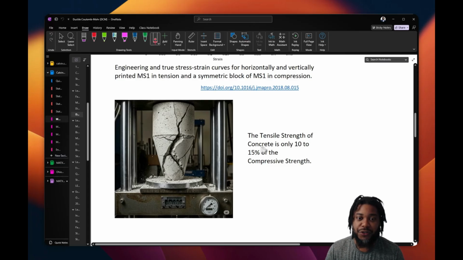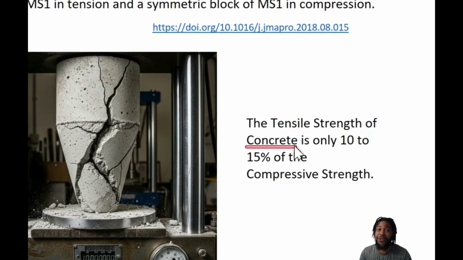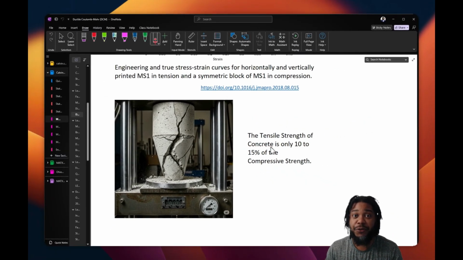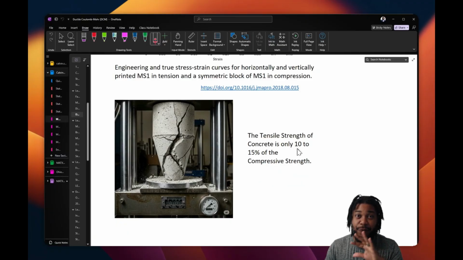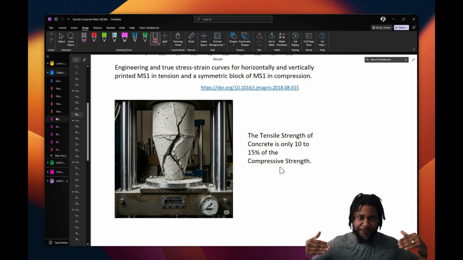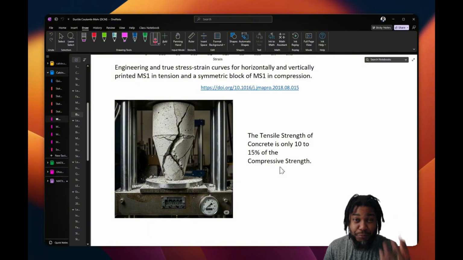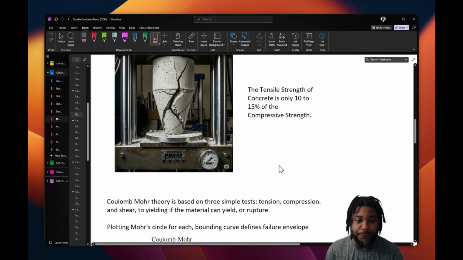Let's also consider concrete. Concrete is a material that exhibits tensile-compressive asymmetry, where the tensile strength of concrete is only 10 to 15% of its compressive strength. That's why in most civil engineered structures, we try to design them to be in compression because they're much stronger in compression. And we want to avoid tension as much as possible in bridges and other civilly engineered structures.